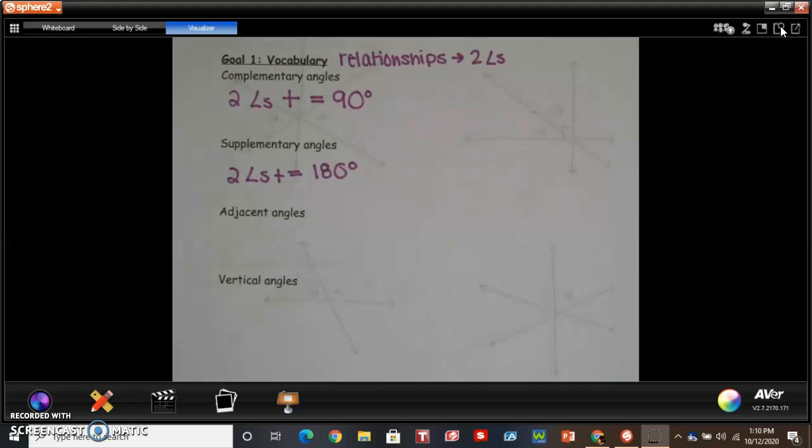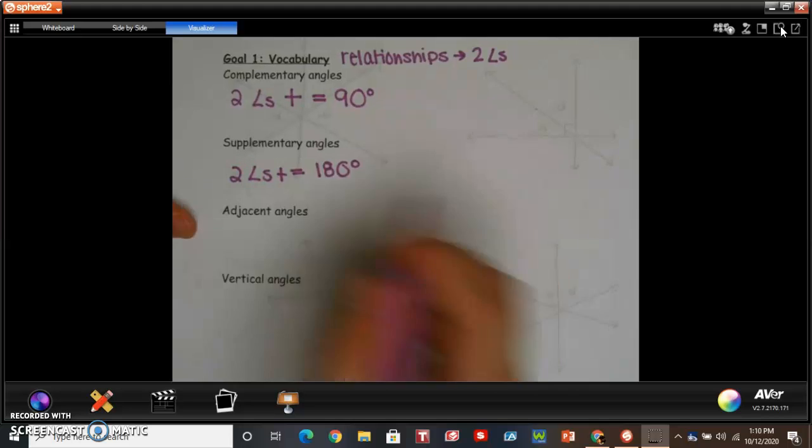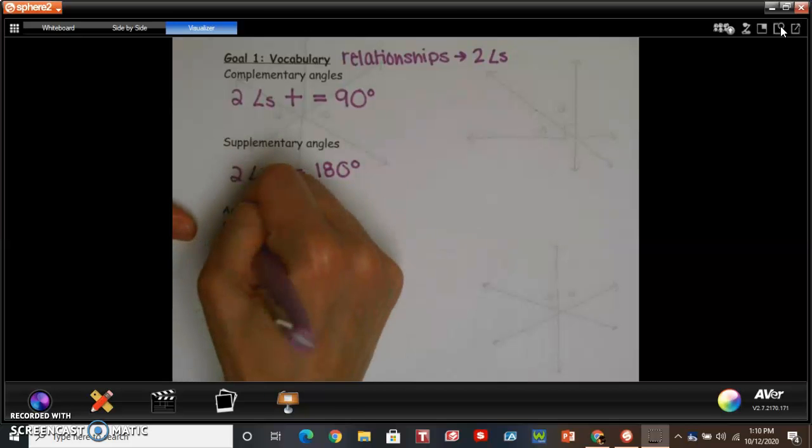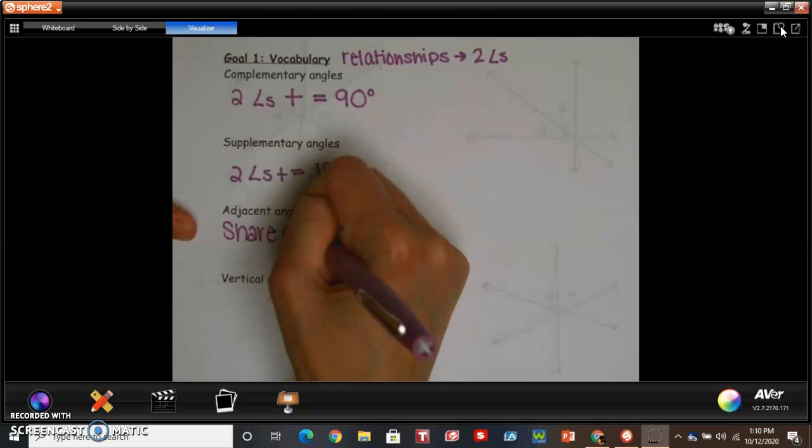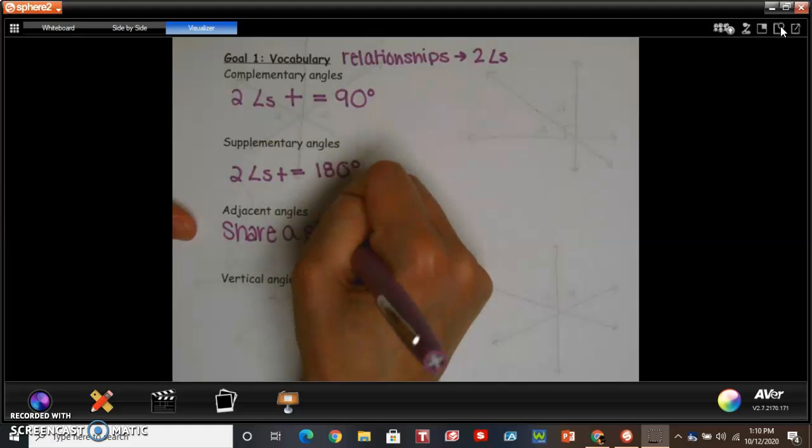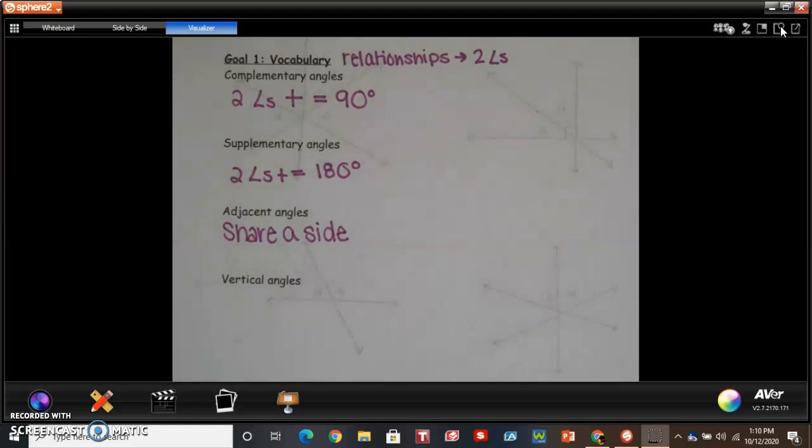All right, next we have adjacent. Adjacent is when they share a side. When they're right next to each other and they share a side and do nothing else. The only thing they have going on is they share a side. And the reason why I'm saying that is because complementary and supplementary can also be adjacent, but they're special because of the 90 and the 180.